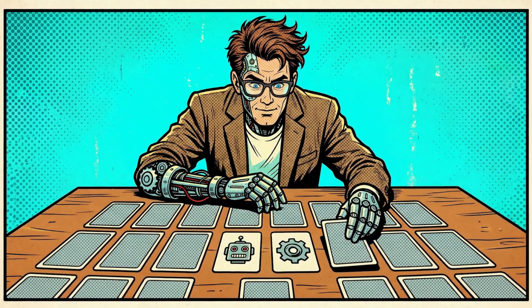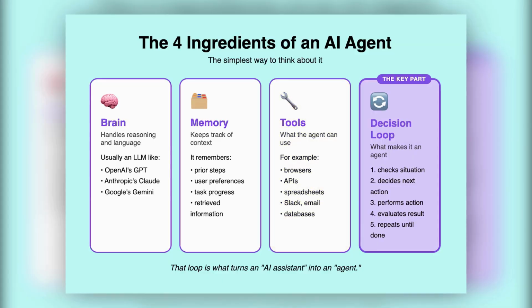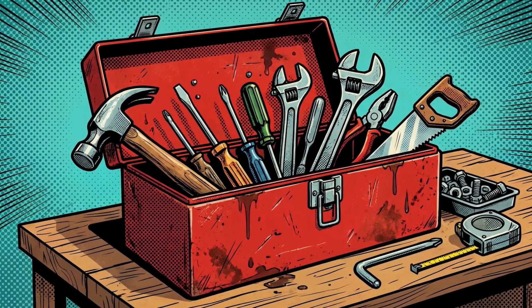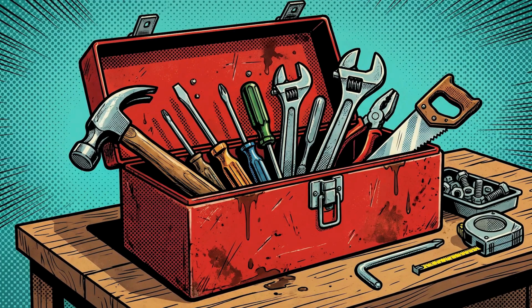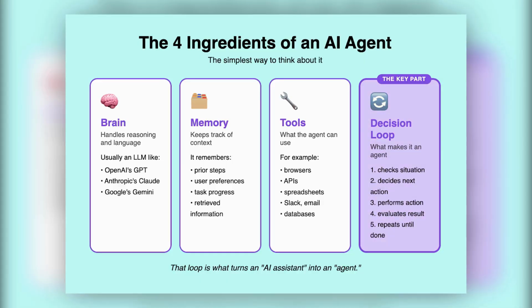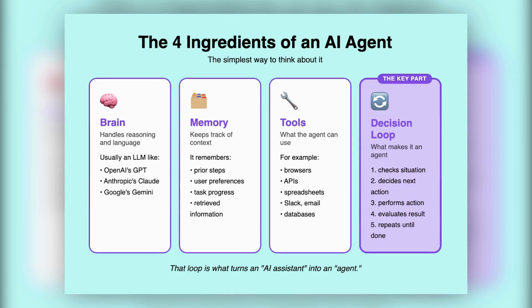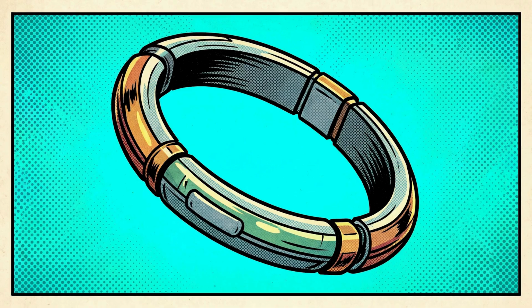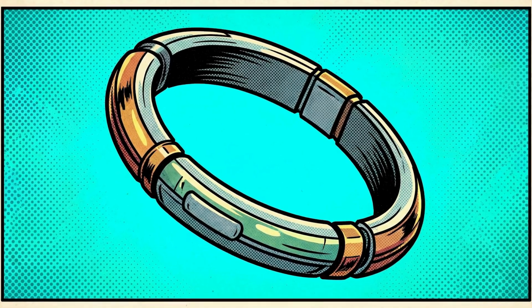It also has access to tools. The agent can use things like browsers, APIs, spreadsheets, Slack, email, databases, and even execute code. And then a really important part is the decision loop. The agent continuously checks the situation, decides next actions, performs these actions, evaluates results, and repeats until the goal is done. And this is exactly what turns an LLM into an agent. It doesn't just tell you what to do or how to do it, it actually does it for you.